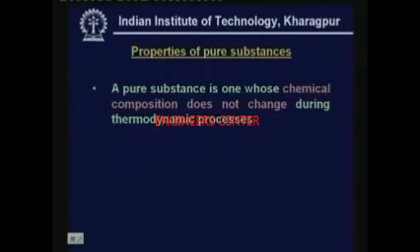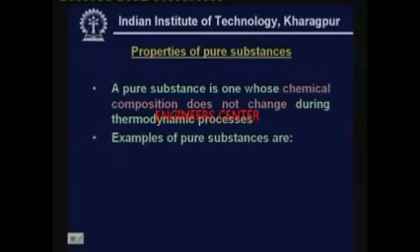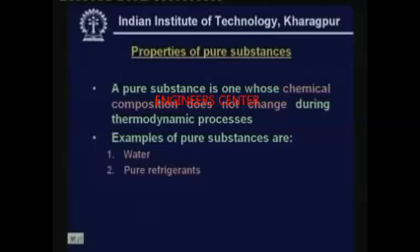What are the examples of a pure substance? The common examples are water and pure refrigerants. And water and pure refrigerants are very, very important in refrigeration and air conditioning, and we will be dealing with these things very frequently again and again. Now let us look at the property evaluation of pure substances.